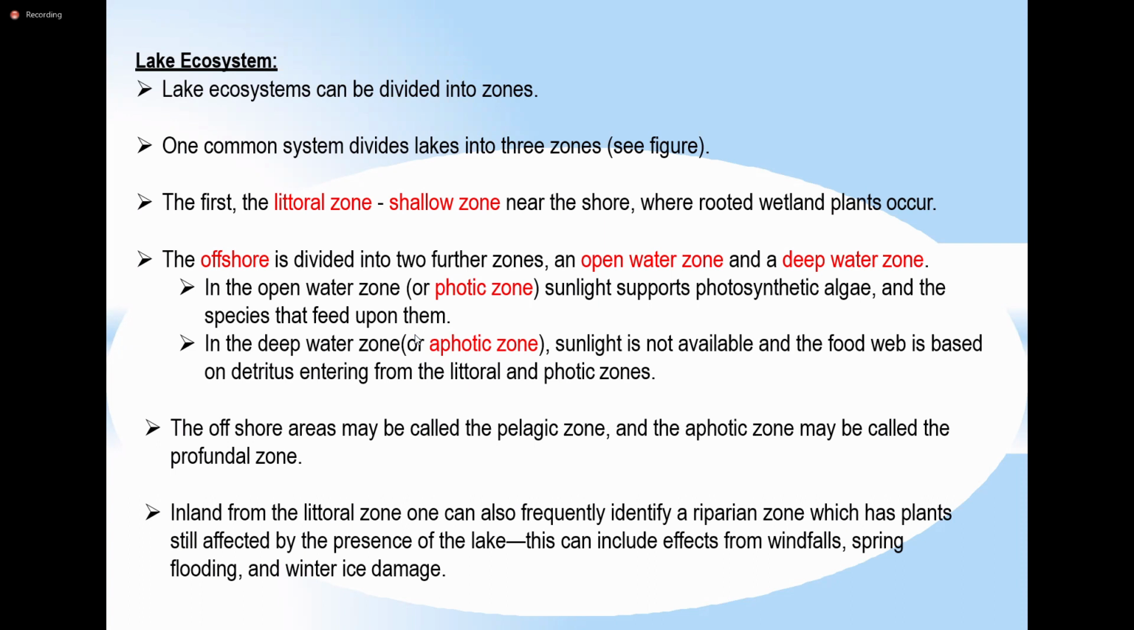Inland from the littoral zone, one can also frequently identify a riparian zone, which has plants still affected by the presence of the lake. This can include effects from windfall, spring flooding, and winter ice damage.